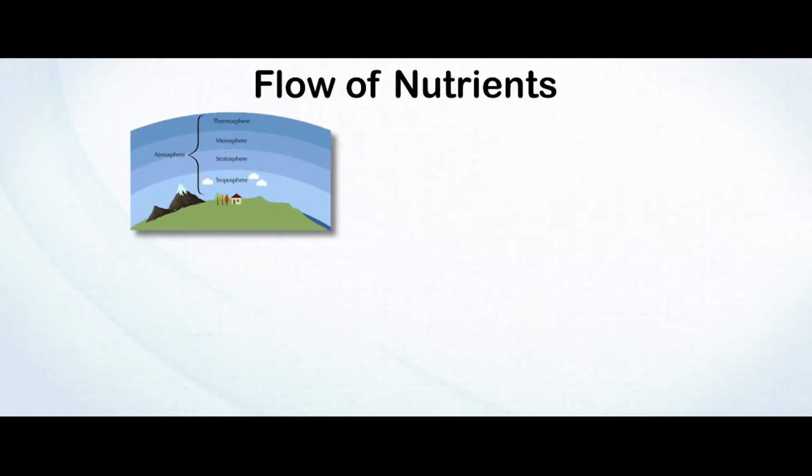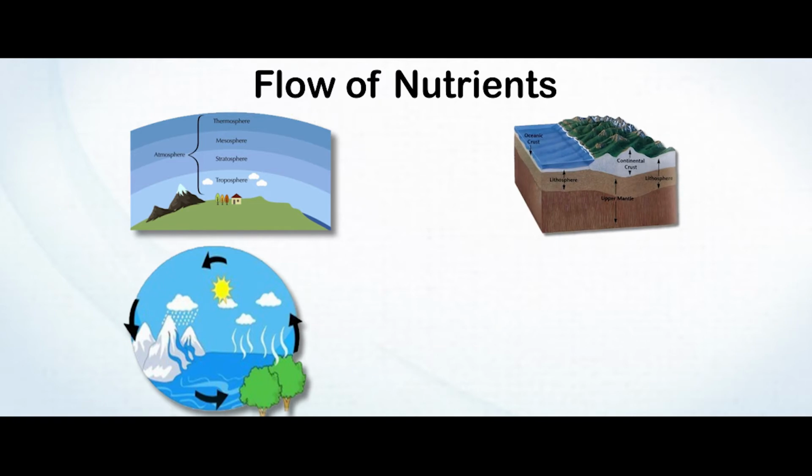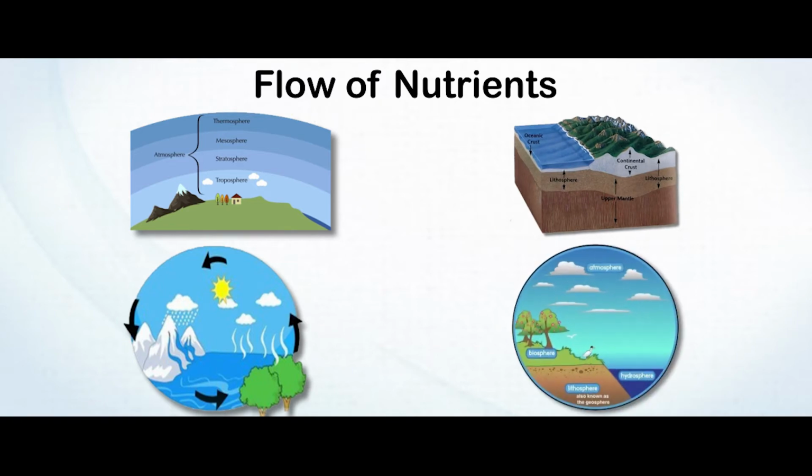Before I introduce the lesson for today, we must understand that our Earth is a complex system made up of many smaller systems through which the nutrients are cycled continuously. The nutrients flow through the Earth's 4 spheres: the atmosphere, the hydrosphere, the lithosphere, and the biosphere, under the influence of different natural processes.